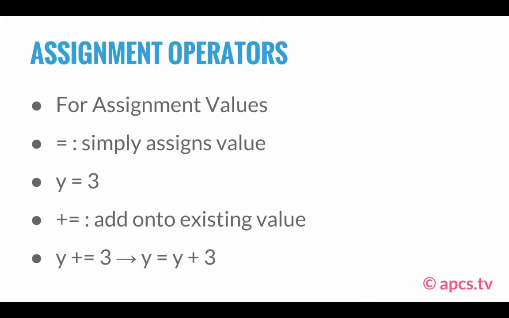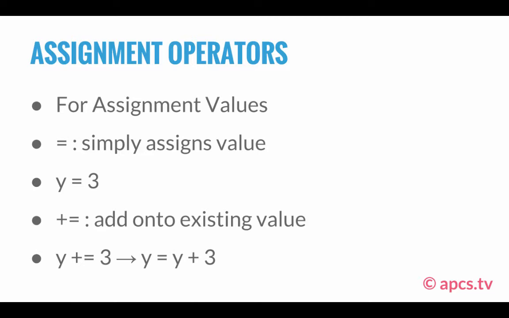As you can probably tell by the name, the assignment operators are for assigning values. Let's look at the first assignment operator, which is the equal sign. This simply assigns a value. For example, y equals 3. It just gives you a value.